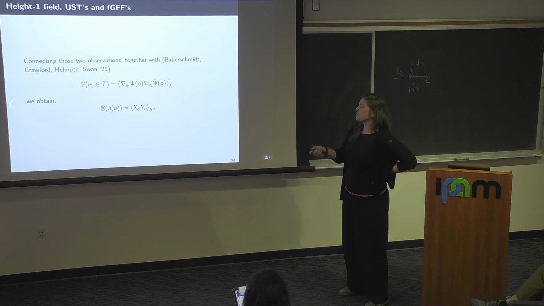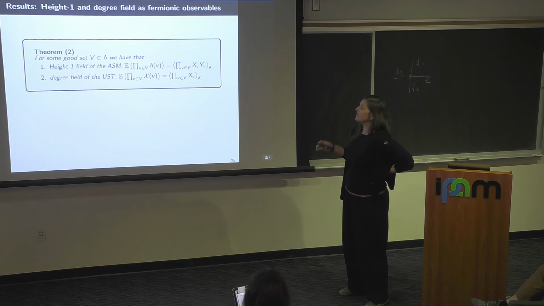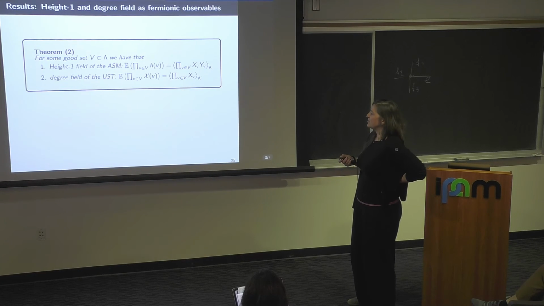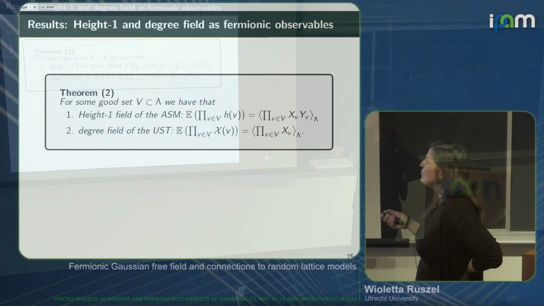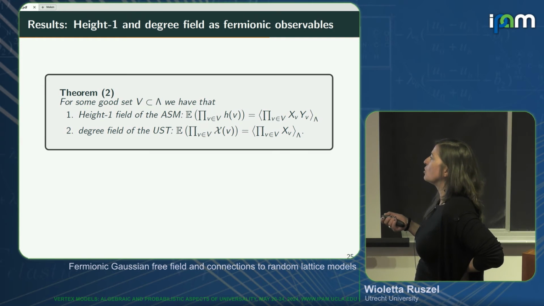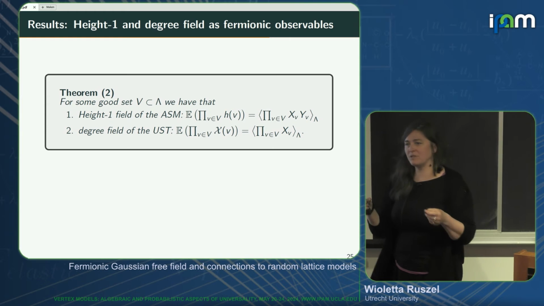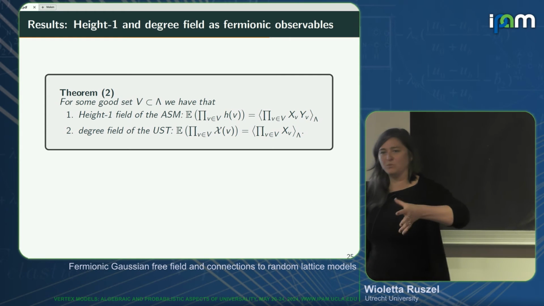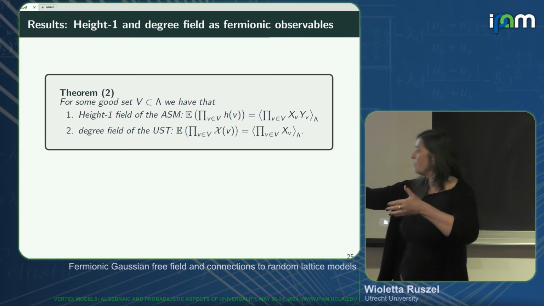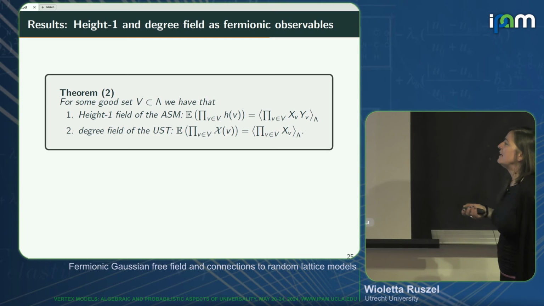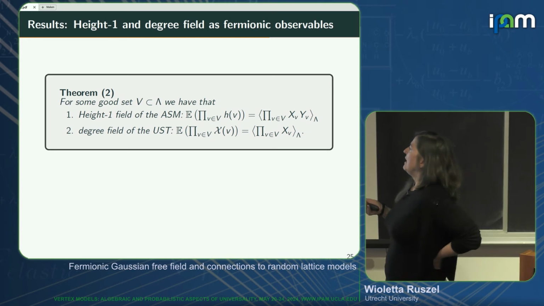All right, so this is for a single point, and you can easily generalize this to a k-point function. If you take a set V, which is a subset of lambda, and we call it a good set, which just means that I don't allow neighboring vertices, and I want to be a bit far from the boundary. So I cannot be close to the boundary, and I cannot have neighbors. Otherwise, this thing is 0.